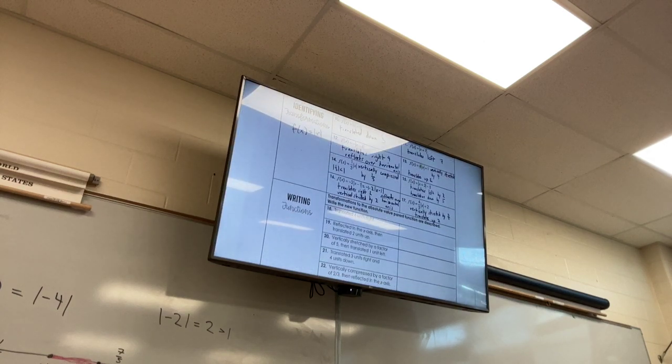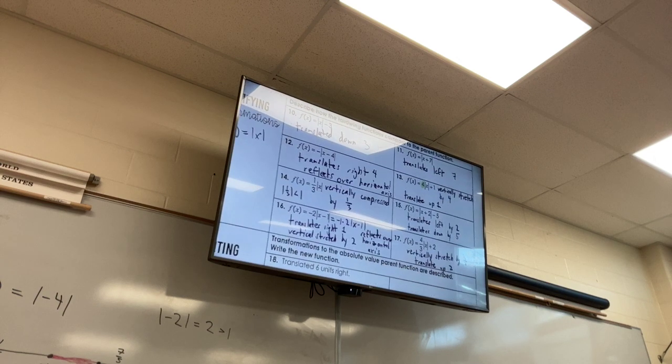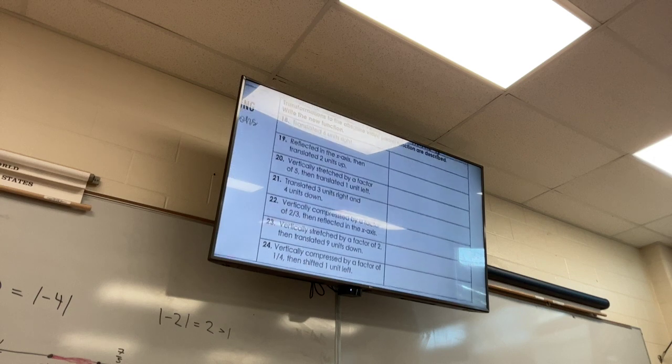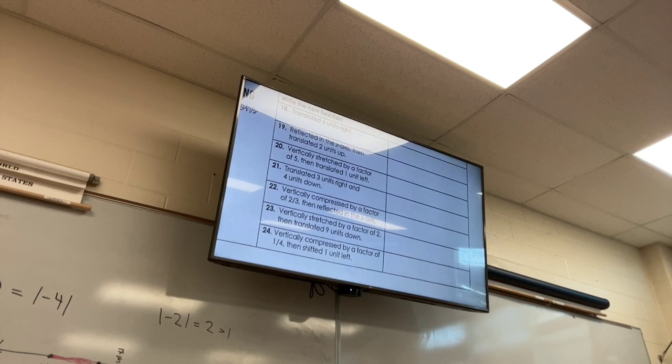Okay? So that's one type of problem we'll see here. They give us an equation. We have to describe what happens to the graph. And then another problem is they're going to describe what happens to the graph, and we have to give them the equation.